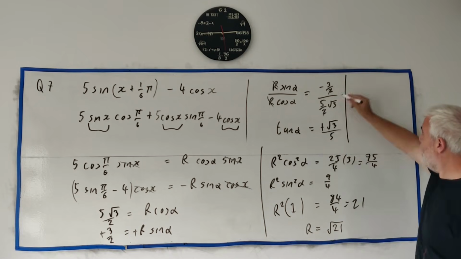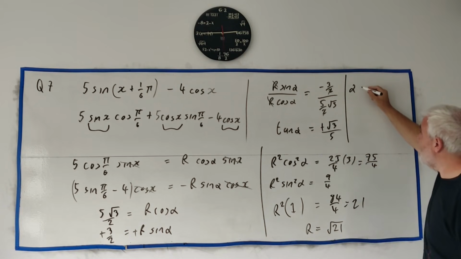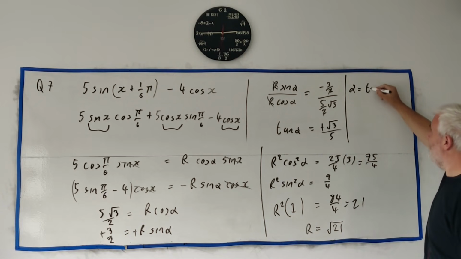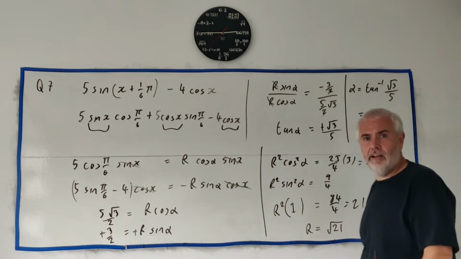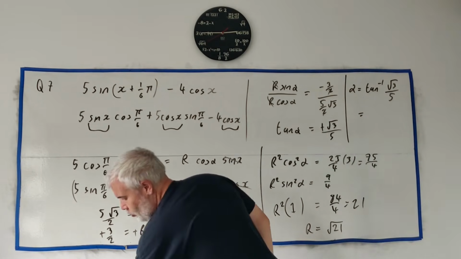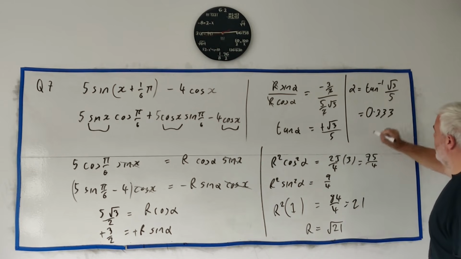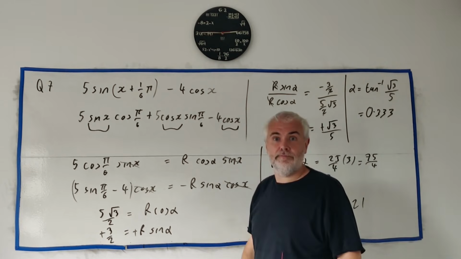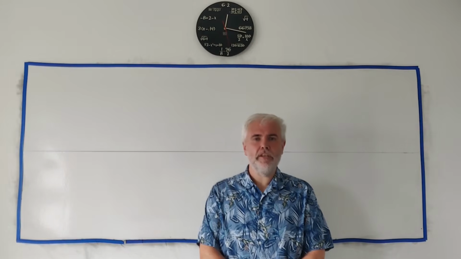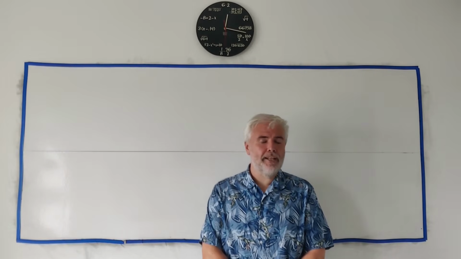Okay, let's just take the inverse of tangent of both sides. So alpha is equal to the inverse tangent of square root of 3 over 5. Put that into a calculator. How many decimal places did you want? 3. Oh, here it is. And we get 0.333 as our answer.